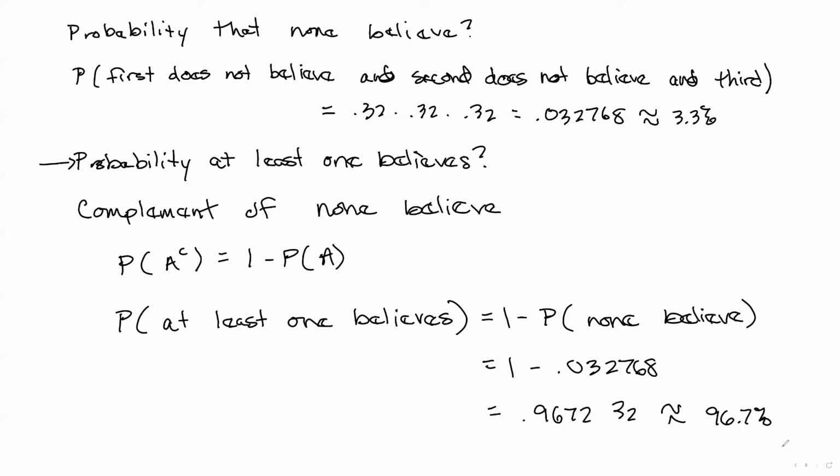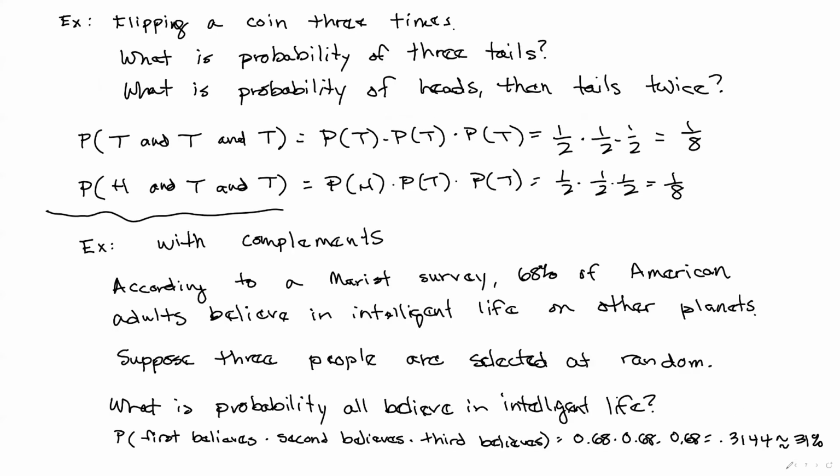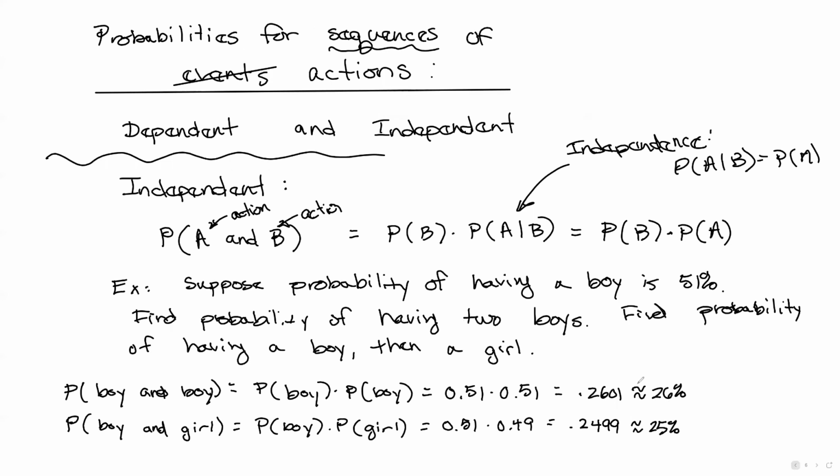All right, so that's sequences of events when they're independent. What about sequences of events when they're dependent? I hope this video is not like 2 hours long.